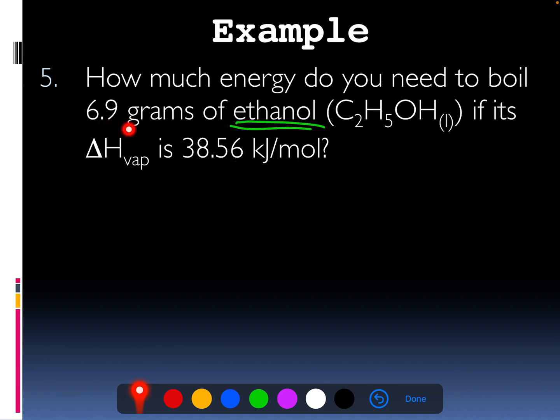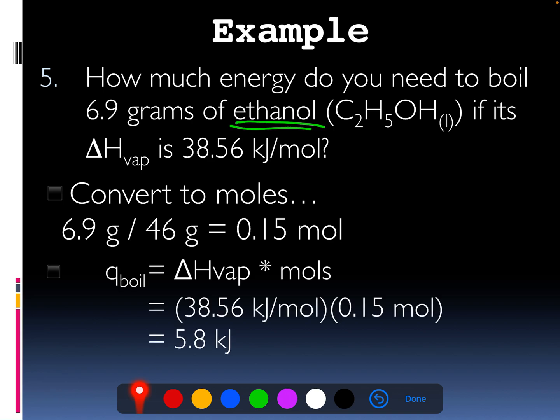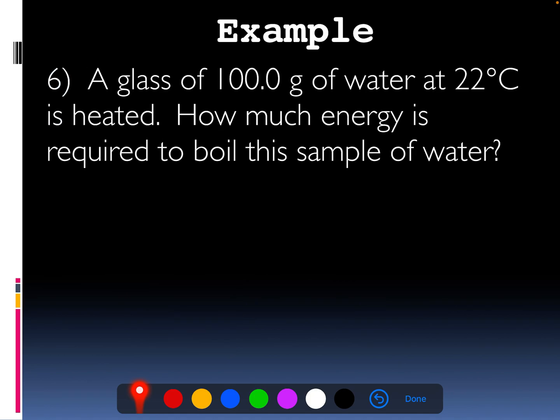So step 1, convert grams to moles. So there's my grams converted to moles. This is the molar mass of ethanol, C2H5OH. 6.9 grams divided by 46 equals 0.15 moles. And now plug it into that equation. 38.56 kilojoules per mole times 0.15 moles equals 5.8 kilojoules.